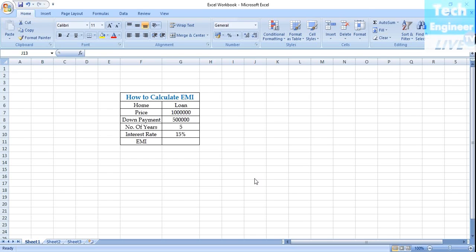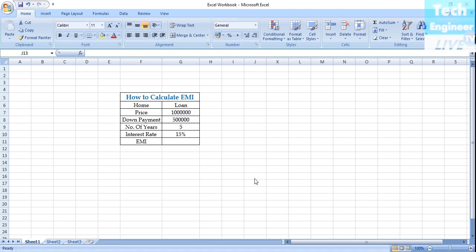In this tutorial, I'm going to discuss the PMT formula and the Goal Seek function. The PMT formula will let you know about the calculations. For example, if we have a finance company financing a home, and a customer comes seeking to buy a home which costs 10 lakh rupees, what would be the down payment and the number of years?